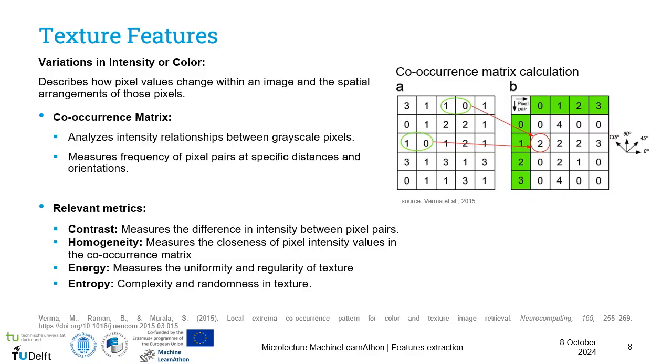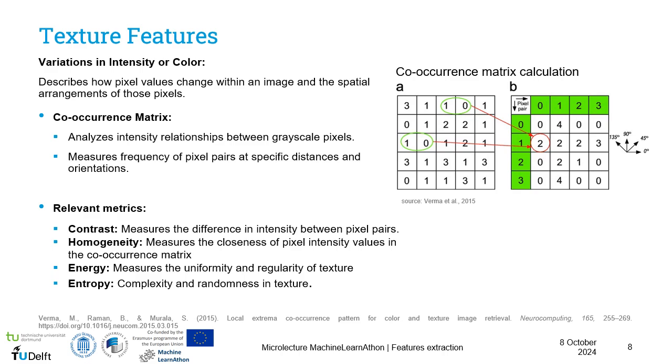Another type of features we can collect from images are texture features. Those features tell us about the variation of intensity and colors in images and about the spatial arrangement of pixels within the image. One example of a tool we can use is the co-occurrence matrix, which calculates the number of pairs of pixels with specific intensities next to each other. The example on the right highlights the calculation of pairs of 1 and 0, and we can see we have two pairs of pixels, 1 and 0, in this image.